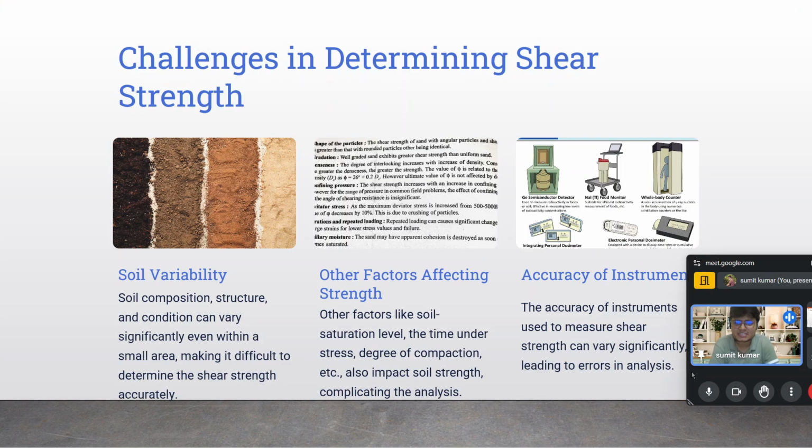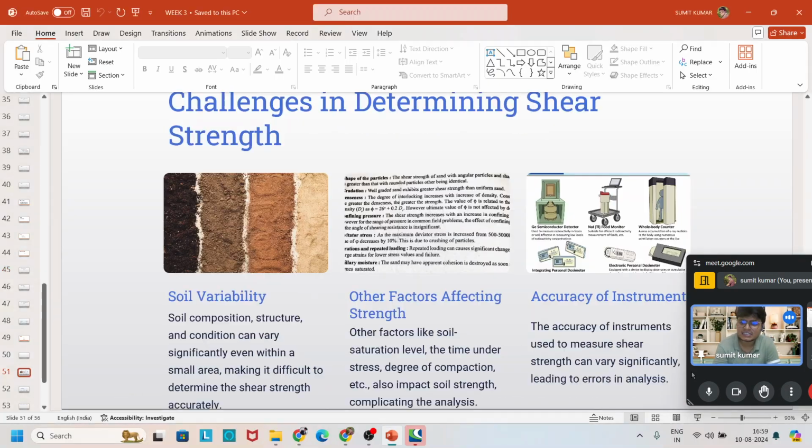We talk about some of the challenges in determining the shear strength. One of the main challenges is soil variability. Soil composition, structure, and condition can vary significantly even within a small area, making it difficult to determine the shear strength accurately, as I have discussed earlier as well. If we are going to calculate the shear strength in a small region, we consider a small area, there must be some test samples taken before stating that this is the value of the shear strength parameter and this is the value of the shear strength.